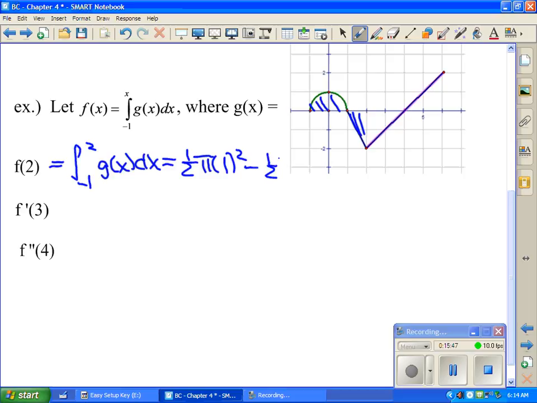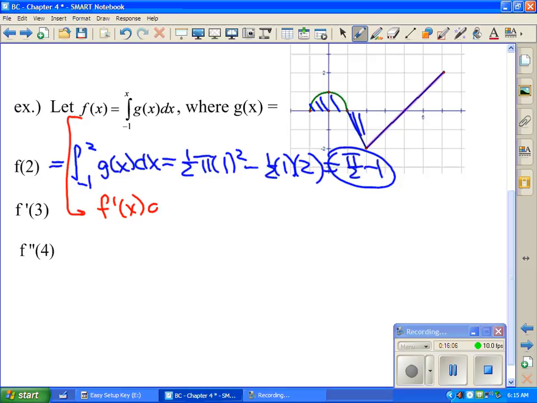Now, for f prime of 3, we're going to use our fundamental theorem of calculus. If this is equal to f of x, then f prime of x equals g of x. So all I'm going to do is take the x and substitute it in there. That means f prime of 3 equals g of 3. And if we look at our graph, g of 3 equals negative 1, so f prime of 3 equals negative 1.